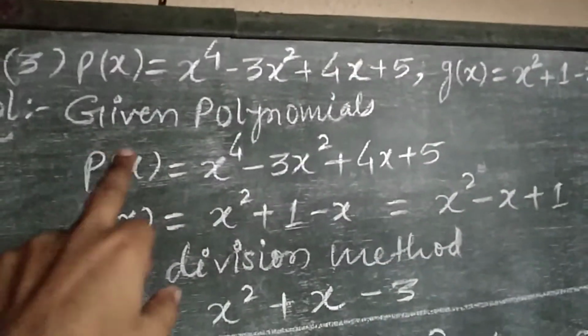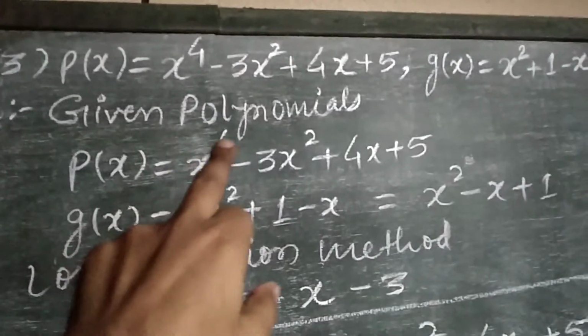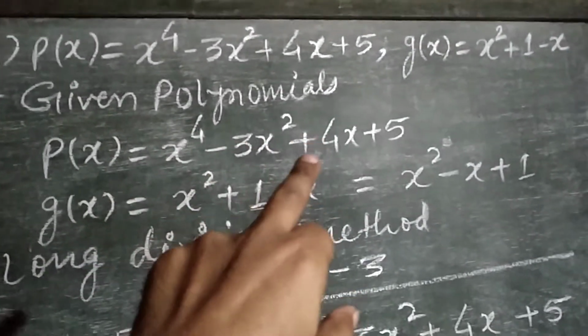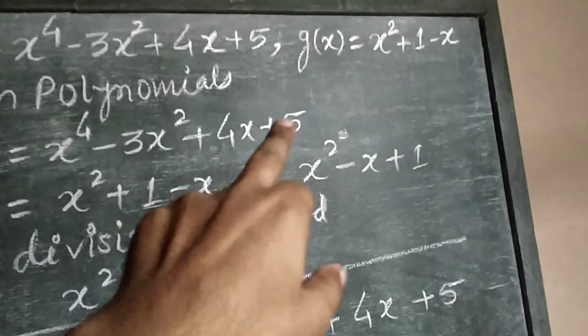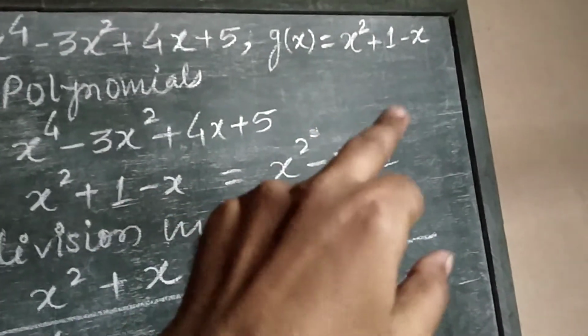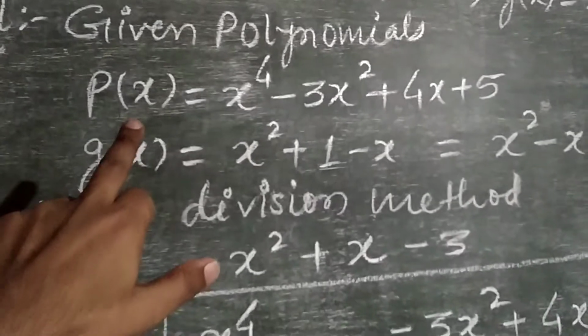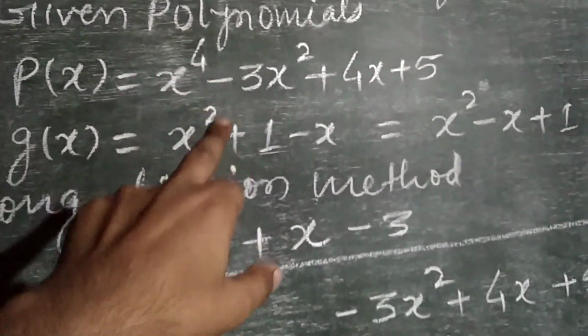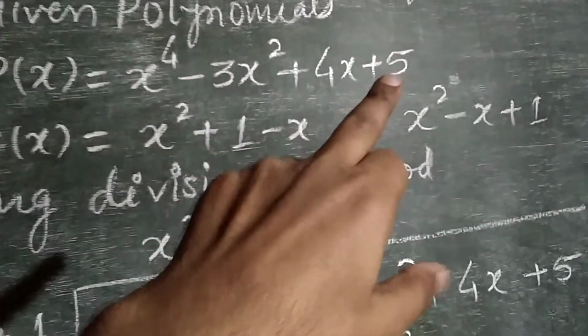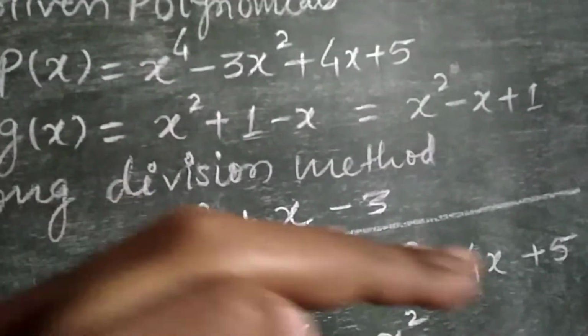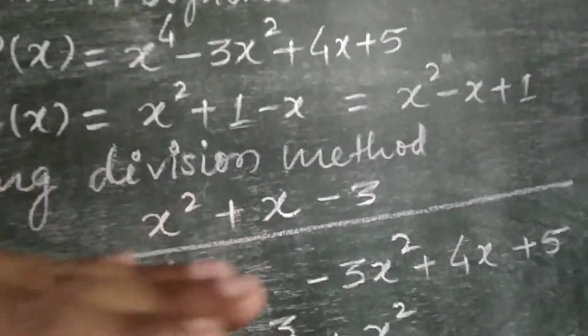Divide this polynomial p of x equal to x to the power 4 minus 3x square plus 4x plus 5 by another polynomial g of x equal to x square plus 1 minus x. So first we'll write the given polynomials. P of x equal to x to the power 4 minus 3x square plus 4x plus 5. It is in standard form, that is in the decreasing power of x. So no need to rearrange it.